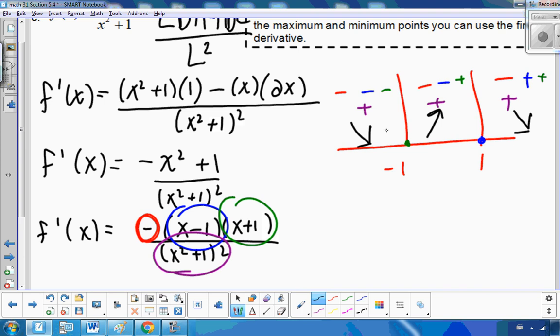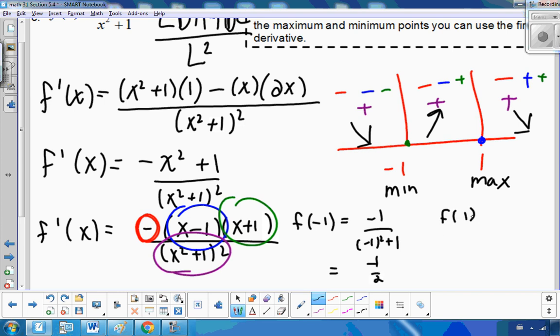So if I'm decreasing on the left, increasing on the right, that means this must be a minimum. If I'm increasing on the left, decreasing on the right, this must be a maximum. So let's put those into the original equation to figure out the y value that goes with them. So when x is -1, I have -1 over -1 squared plus 1, which is just equal to -1/2. When x is 1, it's going to be 1 over 1 squared plus 1, which is just +1/2.